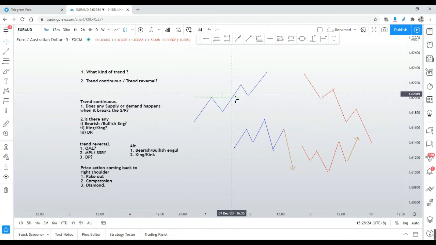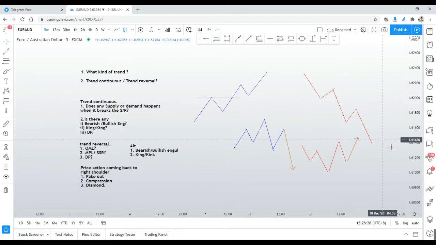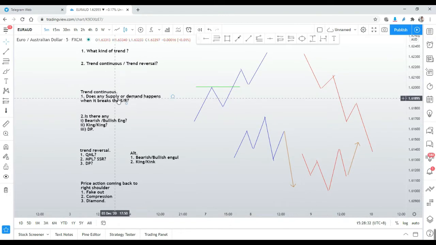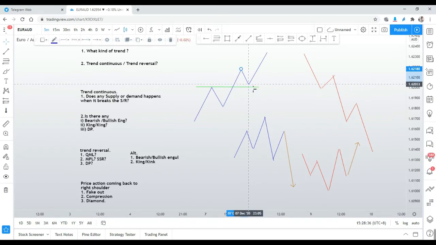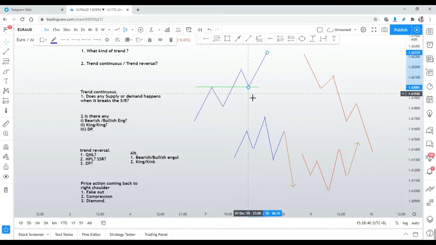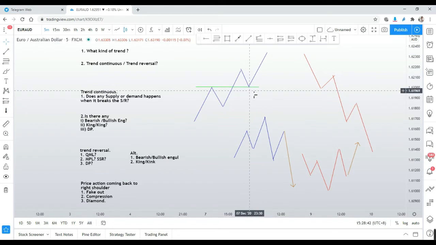Sometimes you can find only a rally-base-rally. That is even better. If you have a rally-base-rally, it means there is a fresh supply and demand zone. That will be your ultimate area to place your entry, and you can know your stop loss range so that you can minimize your risk. So you need to be clear about that.